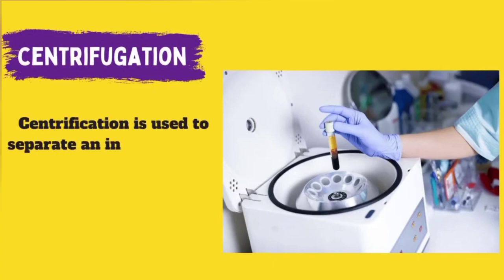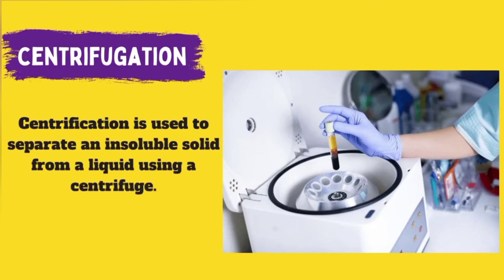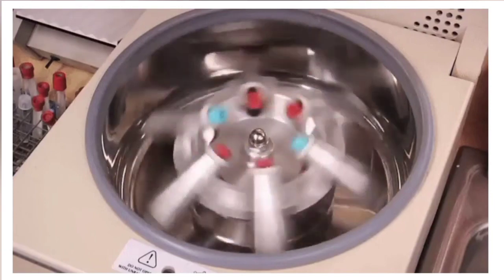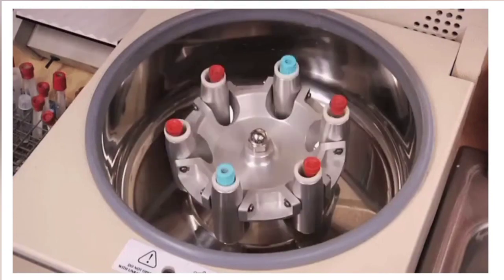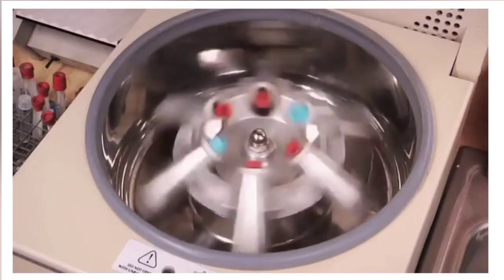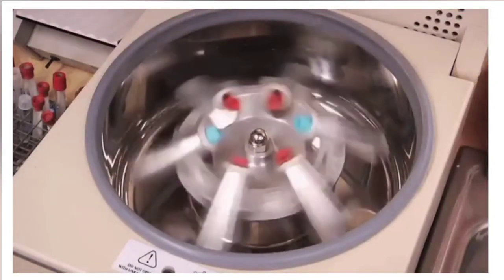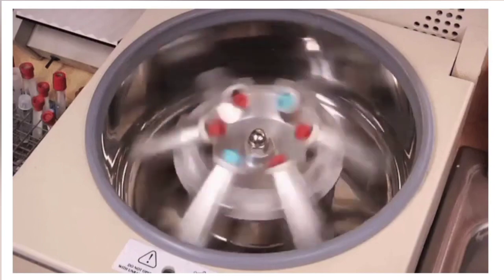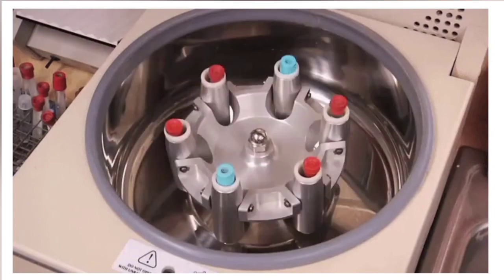The next is called centrifugation. Centrifugation is used to separate an insoluble solid from a liquid using a machine or a device known as a centrifuge. This machine spins so that the suspension particles separate, and when it stops spinning, the heavier particles settle at the bottom, leaving a clear solution which is easily decanted. So basically, centrifugation uses both the machine and decantation as well.